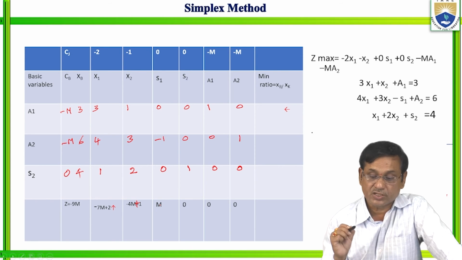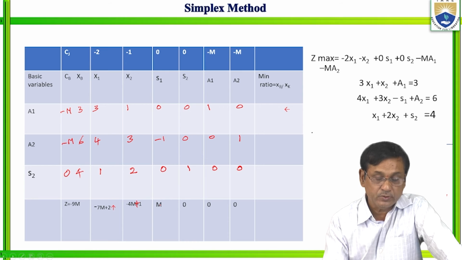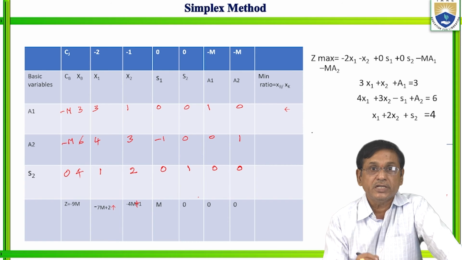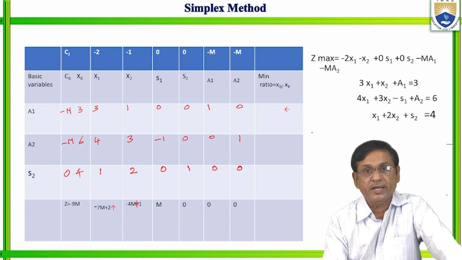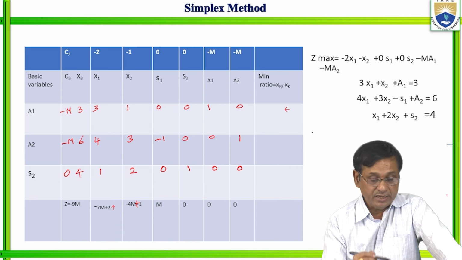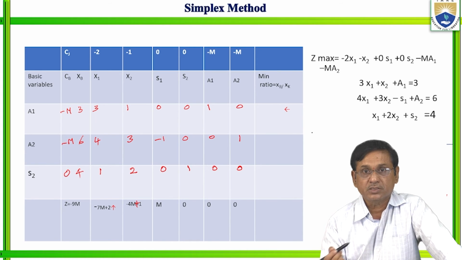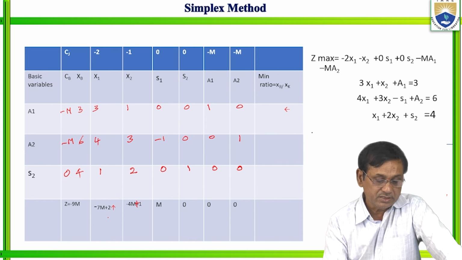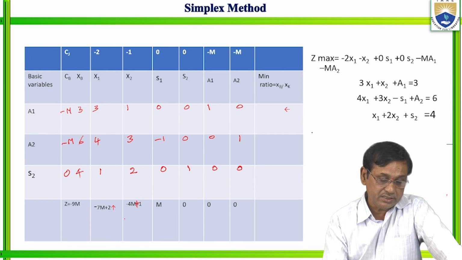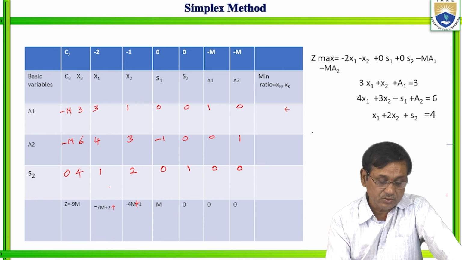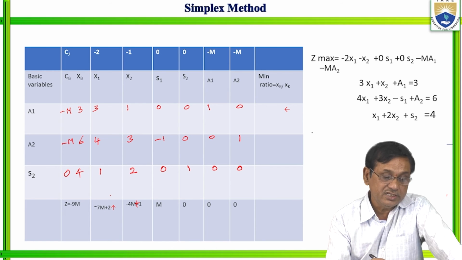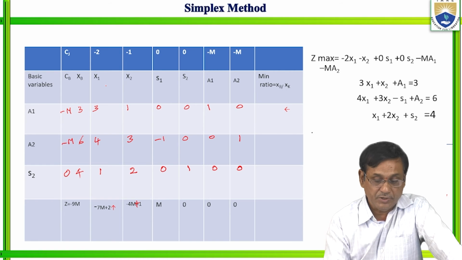If all delta values are positive, the solution is optimum. But here two negative values are there. So in that we have to select the most negative value. The most negative value is -7M plus 2, because M is the largest positive value. Suppose M is 1000. This is -7000 plus 2. This is -4000 plus 1. So the most negative is this. So this is marked by an arrow here. That means this decides the incoming vector, that is x1. x1 is the incoming vector.